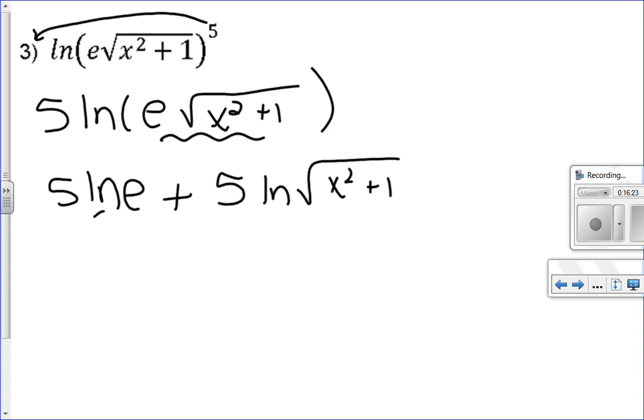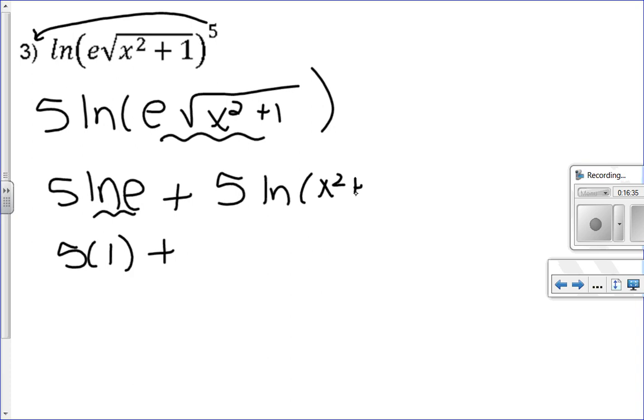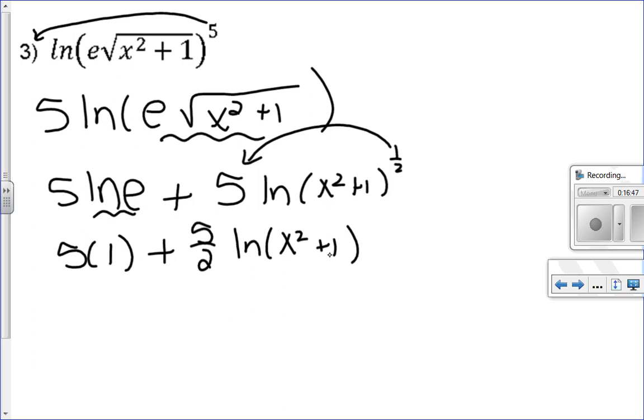Okay, so I know ln e is just 1, so this is really 5 times 1 plus this square root of x squared plus 1. I can rewrite that as x squared plus 1 to the 1/2, because then I can bring the half down. So half down multiplied by the 5 in front is really 5/2 ln of x squared plus 1. So final answer, 5 times 1 is 5 plus 5/2 ln of x squared plus 1. And that would be fully expanded.